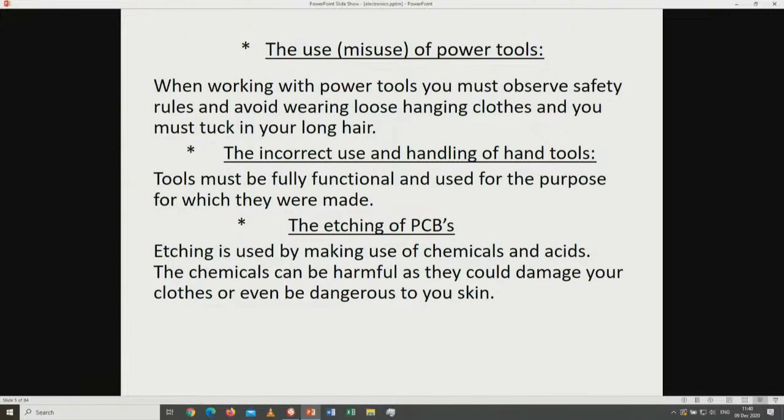The use and misuse of power tools. When working with power tools, you must observe safety rules, avoid wearing loose hanging clothes, and you must tie up your long hair. The correct use and handling of hand tools: tools must be carefully checked to be functional and used for the purpose for which they were made. The etching of PCB: etching is done by making use of chemicals and acids. The chemicals can be harmful as they could damage your clothes or even be dangerous to your skin.